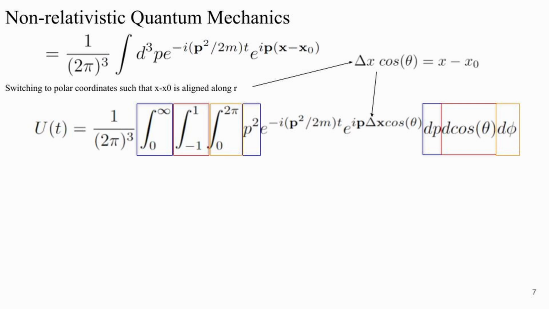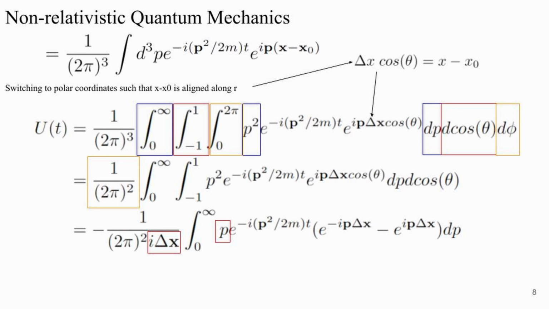Now we want to take our new expression and convert it into polar coordinates. I use these boxes to help identify the different parts of the polar space we're working in. In blue we have momentum, in red we have d cosine theta, and in orange we have d phi. We're going to take each of these three integrals separately.